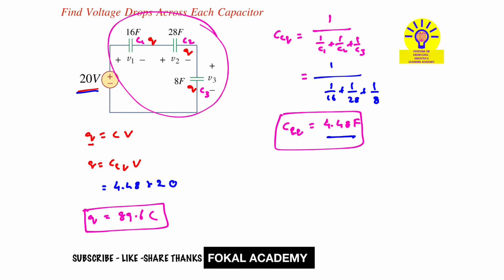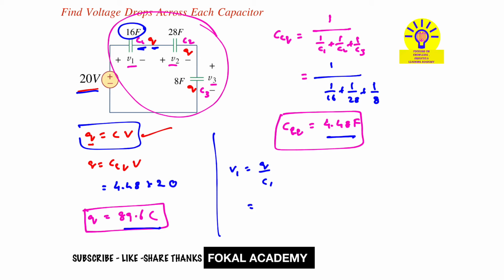Now we want V1, V2, V3, and we can easily calculate the voltage drops using this formula. At the C1 capacitor the charge is Q, that is 89.6 coulombs, and the capacitance is 16 farads. V1 equal to Q by C1. So Q is 89.6 coulombs divided by C1, which is 16 farads. By simplifying this, we get V1 equal to 5.6 volts. This is the voltage drop across capacitor C1. Similarly, find V2 and V3.